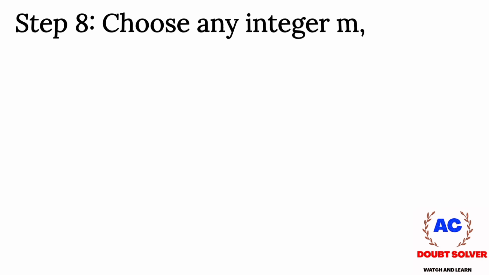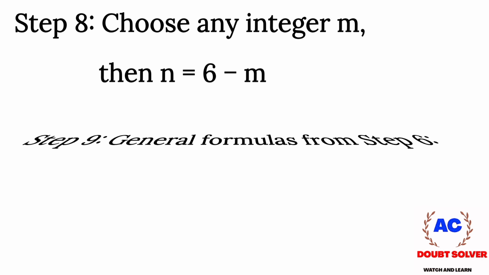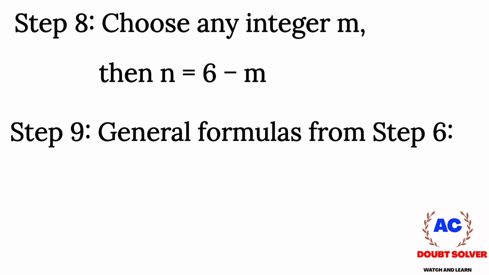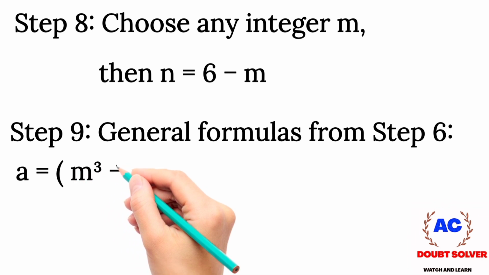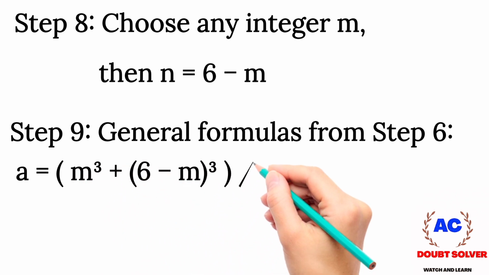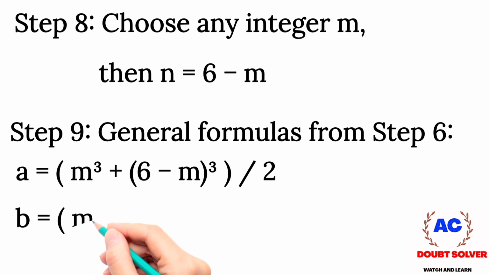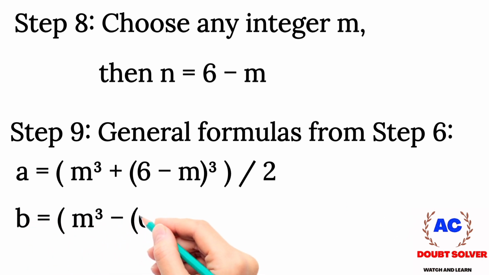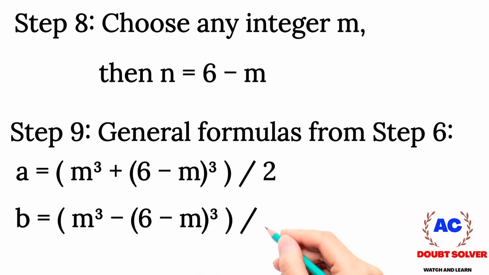Now we move to the next step. So choose any integer value of m, and calculate the value of n from this expression n is equal to 6 minus m. So the general formula from step 6, after putting n is equal to 6 minus m, we get a is equal to (m cube plus (6 minus m) whole cube) divided by 2 and b is equal to (m cube minus (6 minus m) whole cube) divided by 2.